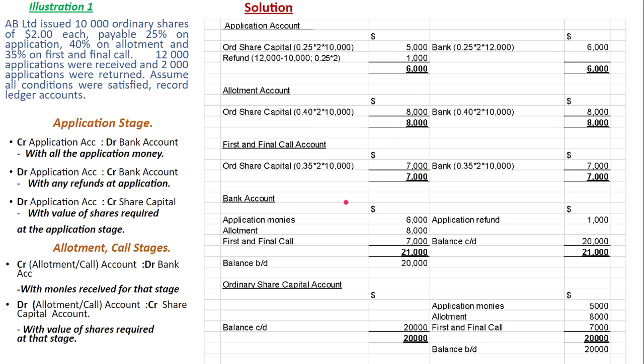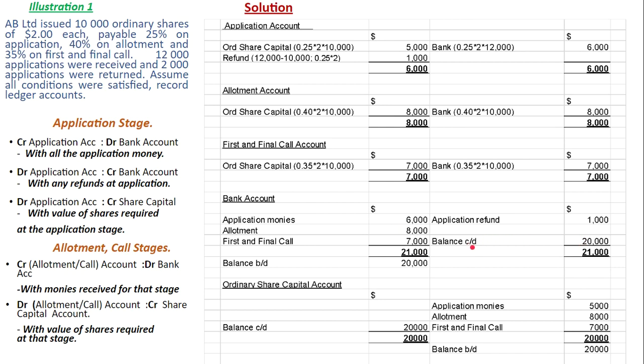We go to the bank account. Basically, the bank account is naturally an asset, so it normally should have a debit balance. In this case, we add our totals on the debit side, we get 21,000. We subtract the 1,000, which is the refund. From 21,000, we get 20,000 becomes our balance brought down.